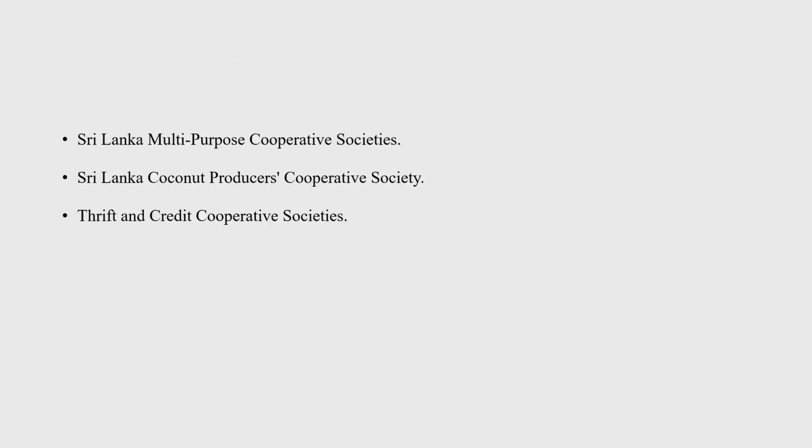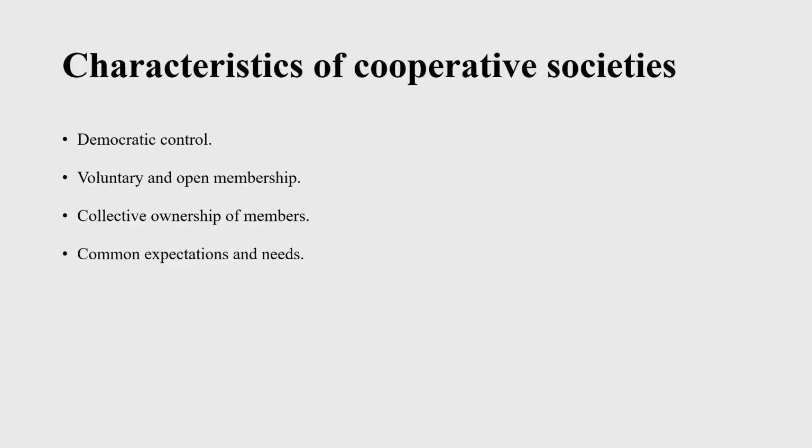Now look at the examples. Sri Lanka Multipurpose Cooperative Societies, Sri Lanka Coconut Producers Cooperative Society, Thrift and Credit Cooperative Societies. Now, characteristic of cooperative societies. Democratic control, voluntary and open membership, collective ownership of members, and they have common objectives and needs.